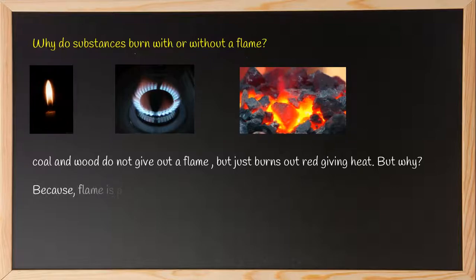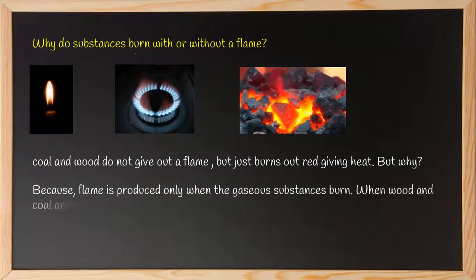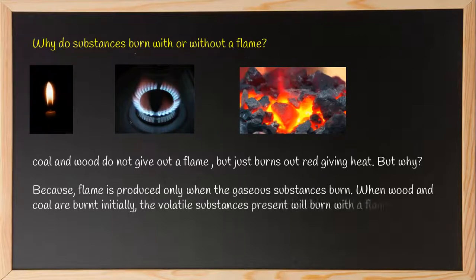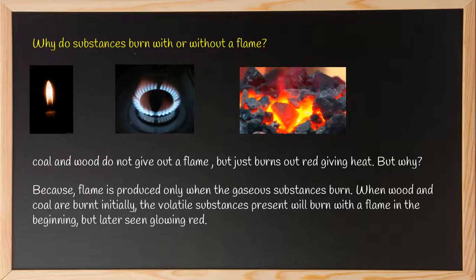Why? The reason is that a flame is produced only when gaseous substances are burnt. When wood and coal are burnt, initially the volatile substances present burn with a flame, but later they are seen glowing red. The flame is only observed when a gaseous substance is burned; when a solid or a liquid substance is burnt, there is no flame observed at all. Wood and coal are solids, so we don't observe a flame. But initially there is some moisture content and some gases, so we see a flame because of the volatile substances, but later it is seen just glowing red.